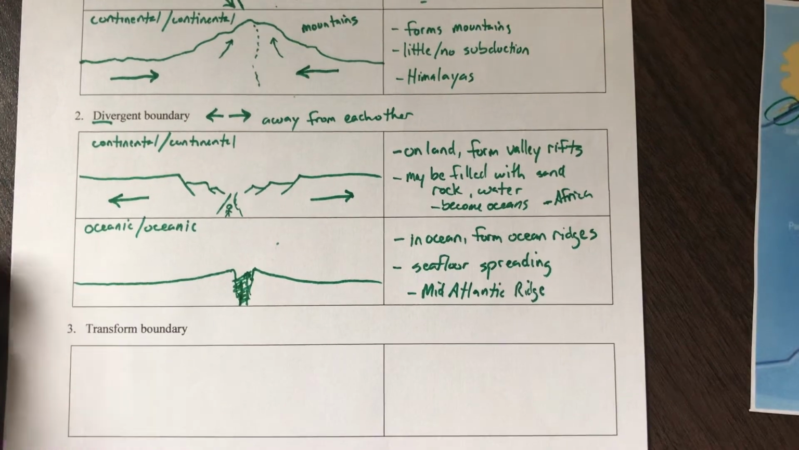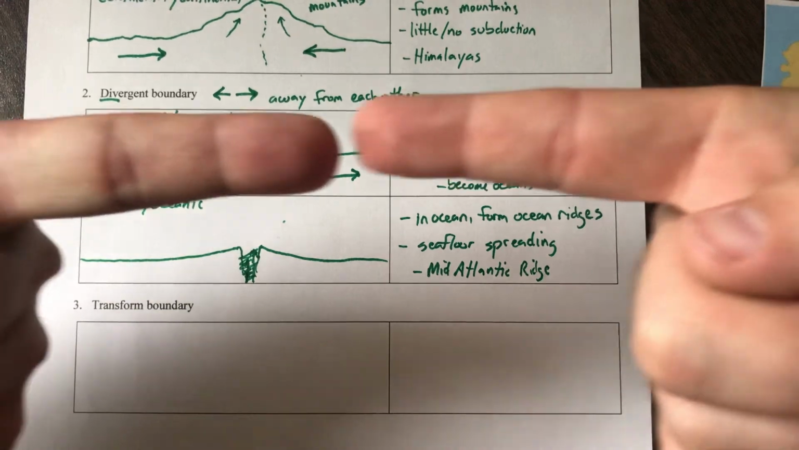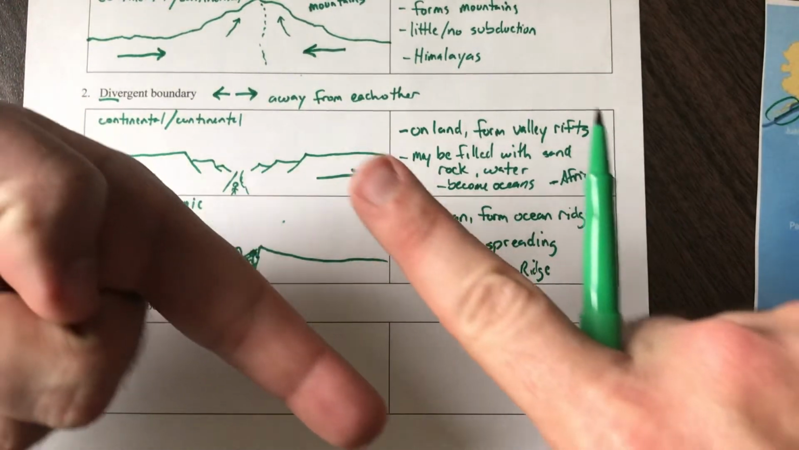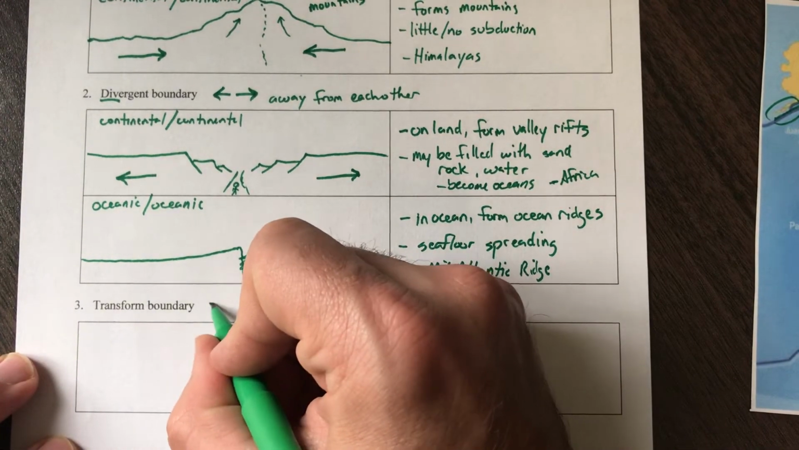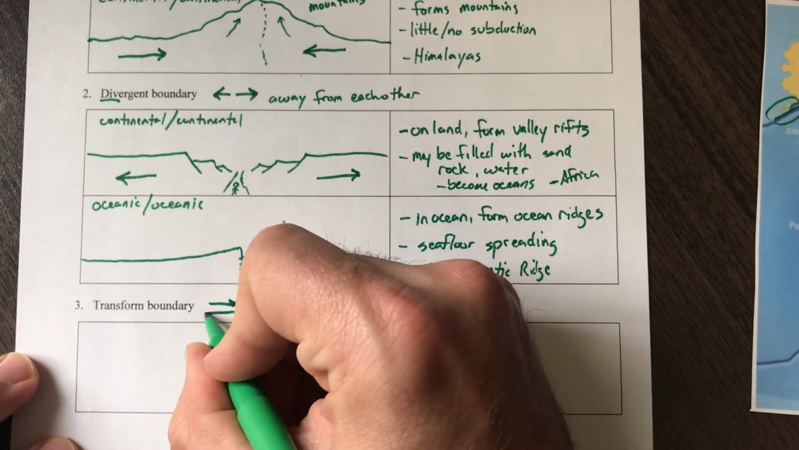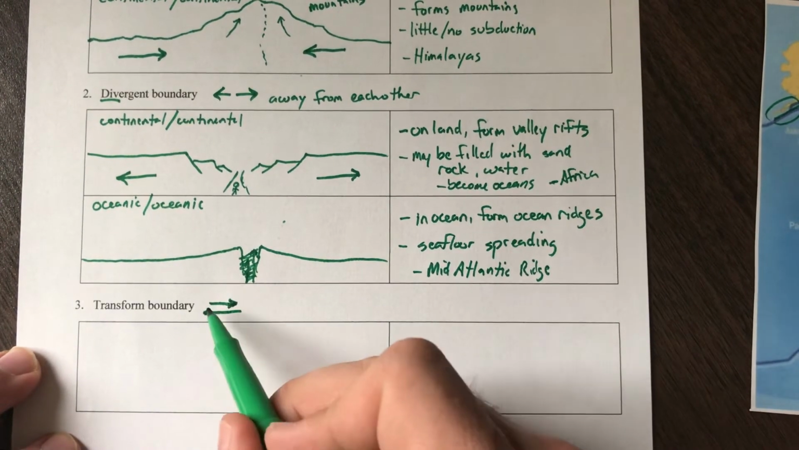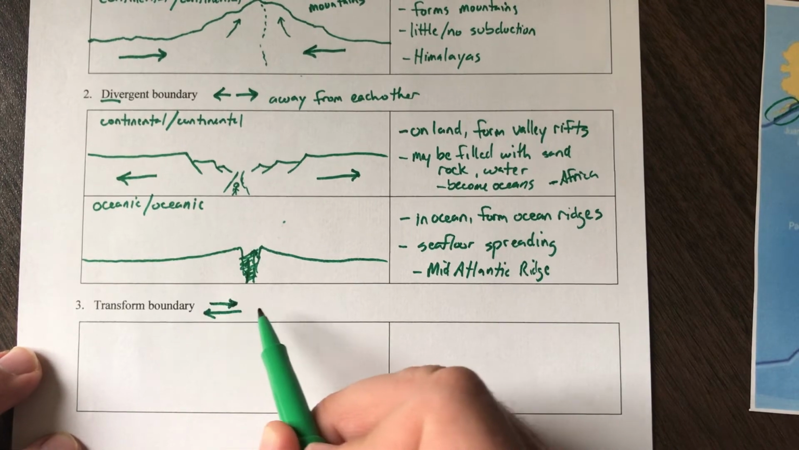Lastly, the transform boundary, okay? Now, first you had two plates going toward each other, then you had plates moving apart. Now, sometimes we have plates that just slide next to each other. They just move sideways in opposite directions. And so they're not crashing into or running away from each other, there's just friction rubbing between them.